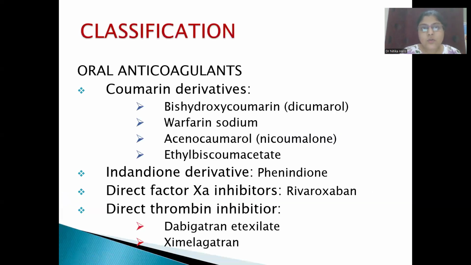Now I'm going to discuss oral anticoagulants. The classification of oral anticoagulants is: the coumarin derivatives like bishydroxycoumarin, which is dicumarol, warfarin sodium, acenocoumarol, and ethyl biscoumacetate. The indanedione derivative is phenindione. Direct factor 10A inhibitor is rivaroxaban. Direct oral thrombin inhibitors are dabigatran and ximelagatran. So these are the oral anticoagulants.